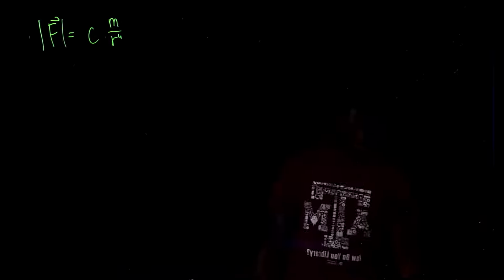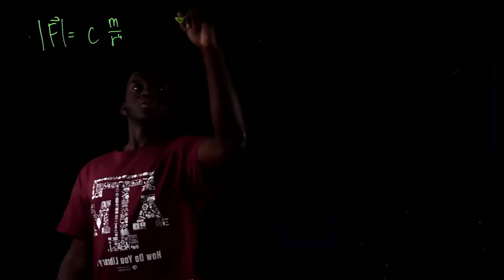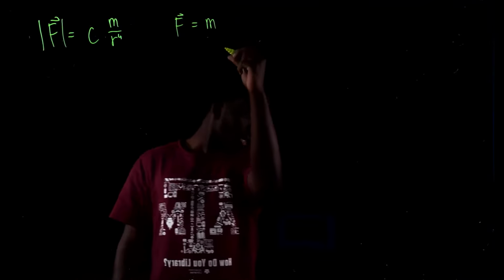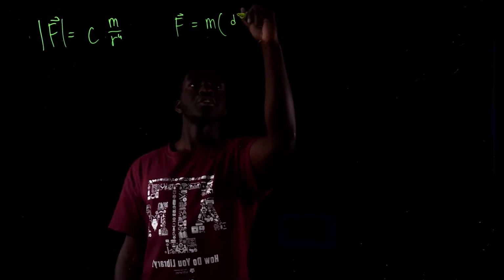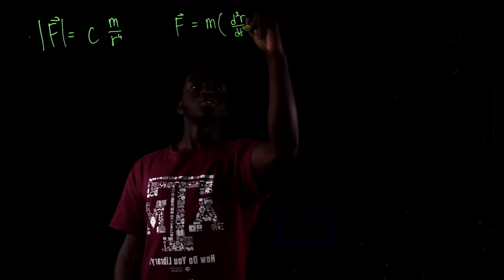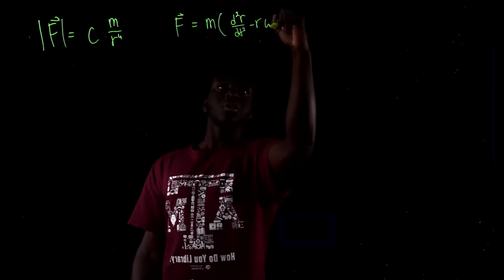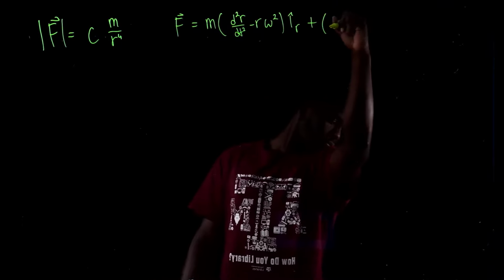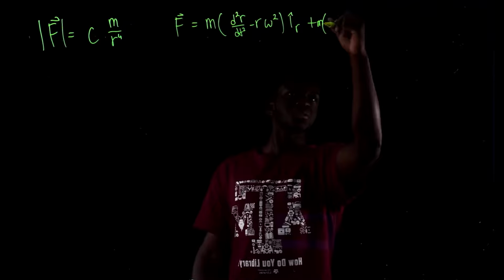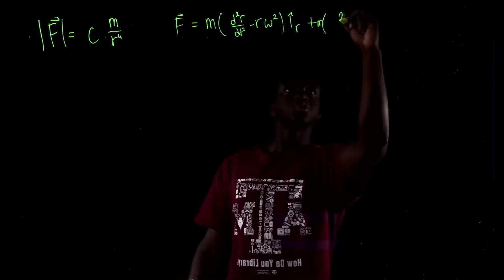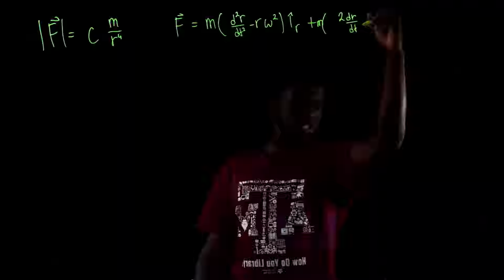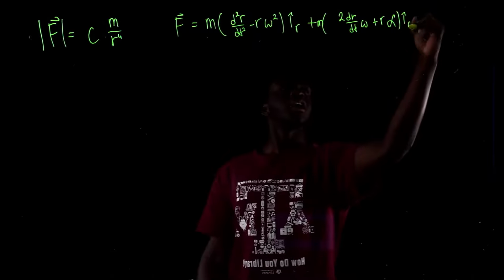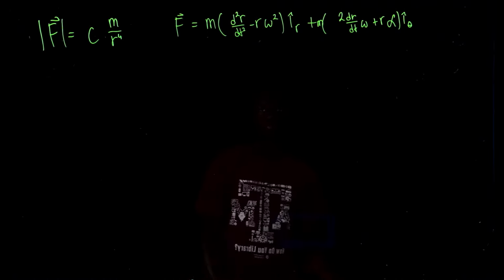So for this one, let's just start off by writing the force formula. Force is equal to mass times acceleration. And by now you should know what acceleration is equal to. We just worked it out in the last question. d squared r over dt squared minus r omega squared I r, plus m times 2 dr dt omega plus r alpha I θ. Yeah, this will be an m because it's mass times acceleration. Okay, so that is the formula for force.